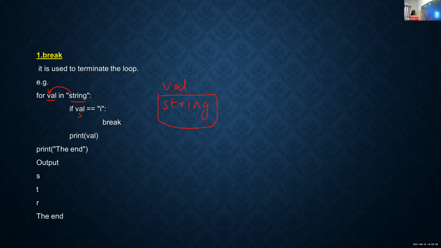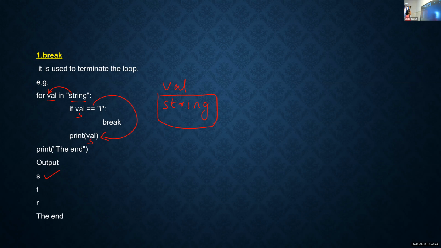So here it will check S equal to I. Is it true or false, Alan? No. So what happened if it is not true? How is the control flow? The control moves to print val. So it will print S. Here the content of val is S. So it will print S.